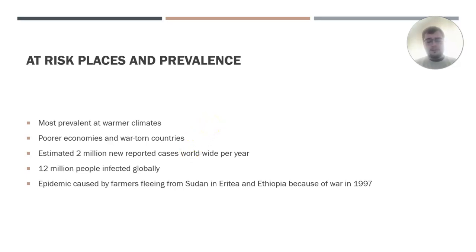Leishmaniasis is most prevalent in warmer climates and in poorer economies and war-torn countries. This is mostly in Northern Africa, South America, and the lower parts of Europe and Asia. And it's estimated about 2 million new cases occur worldwide per year.